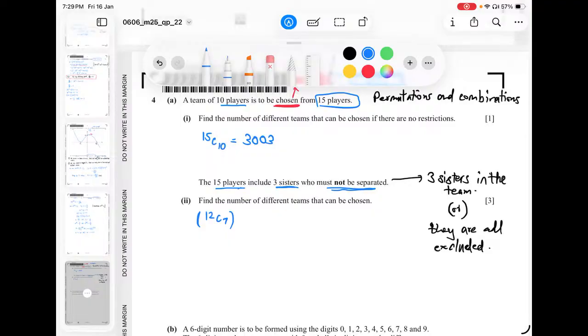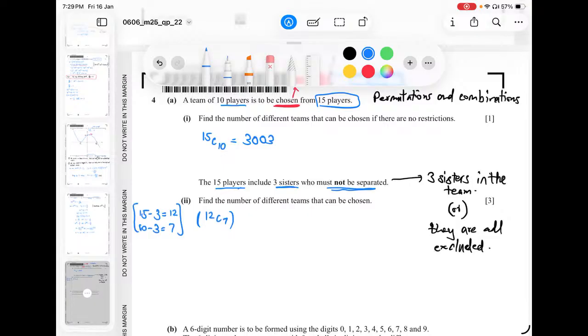So how we got this 12? Basically we reduced the 3 sisters from the 15, so you got 12 more players you can choose from. And you reduce the 10 players by 3 because you already chose 3 players for the team. So the 7 players are yet to choose. So that's how we got 12 choose 7.